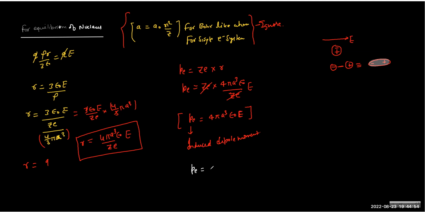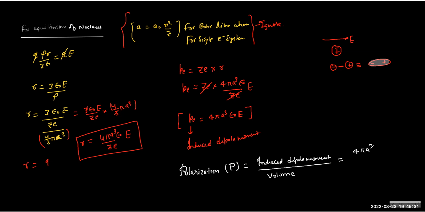So anyway, this is the dipole moment, and there is something called dipole moment per unit volume, or the induced dipole moment per unit volume. There is a term in physics called polarization, which you write as P. It is defined as induced dipole moment per unit volume. So if I take this example particularly, 4 pi a cube epsilon naught E, and the volume you can write as 4 by 3 pi a cube, you can clearly see this entire term cancels out. So the polarization turns out to be something very interesting, 3 epsilon naught E. And therefore, the polarization is a function of applied field.